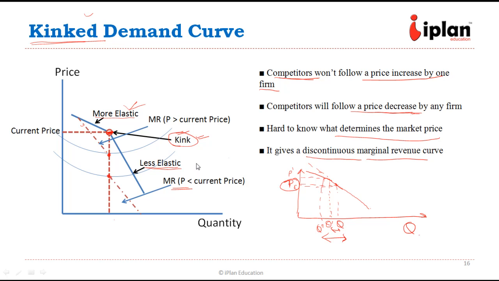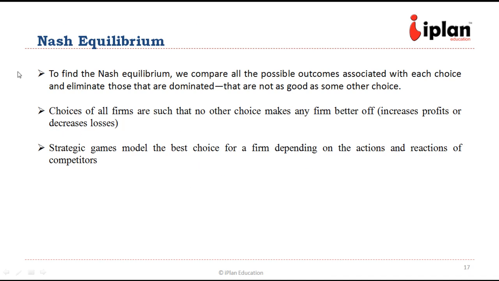Now let us move further. Nash equilibrium arises where two companies are reacting to the price decisions of another company, or there could be more than two companies, and finally they reach one consensus level where all the firms are better off. So the choices of all the firms are such that no other choice makes any firm better off. Any change cannot make their condition any better. So that is the case of Nash equilibrium.